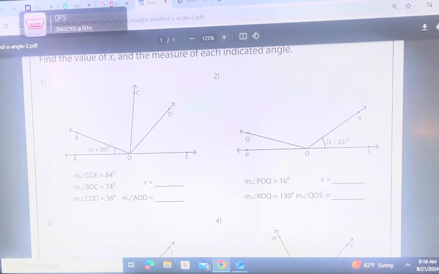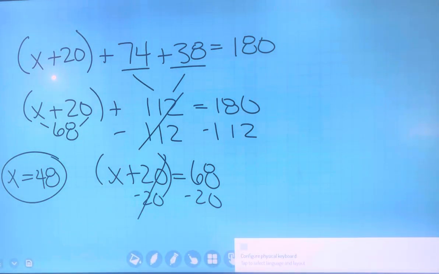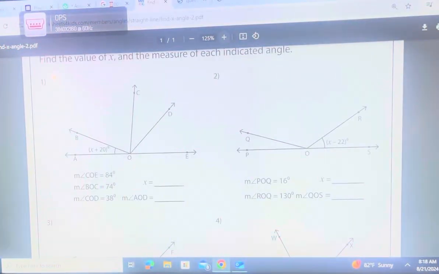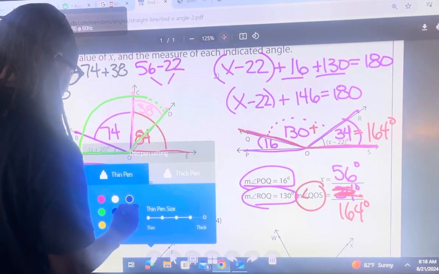Dog, I forgot just that quick. Bad. Dementia set in. 48. X is 48. Okay, I can remember that. There we go. So now we just said that X was 48.